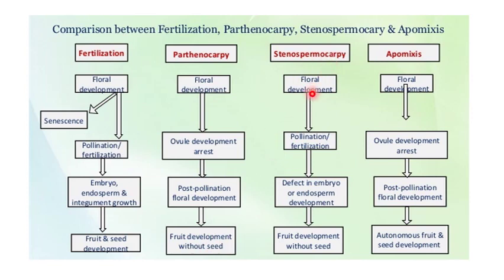In case of Stenospermocarpy, when the floral development occurs, then the pollination and fertilization are also performed in a proper way. But after fertilization, the defects in embryo appear and the ovary may abort. That's why the endospermic development cannot occur in a proper way, and as a result, the fruits are obtained without seed.